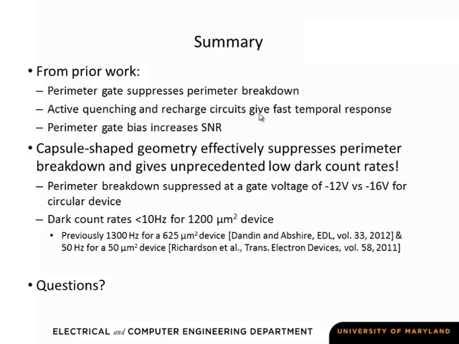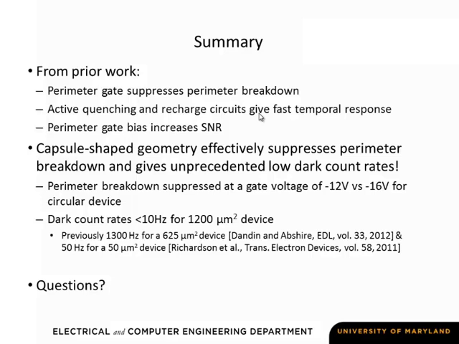What we're showing now is that this capsule-shaped geometry that we just started working with effectively suppresses the perimeter breakdown, and at the same time gives unprecedented low dark count rates that we haven't seen elsewhere in the literature. The perimeter breakdown is suppressed at a much lower voltage than in the comparable circular devices, so we think that's a good indication that we're achieving volumetric breakdown, and that it's an effective structure for doing that. At the same time, the dark count rates are less than 10 hertz, which we haven't seen reported elsewhere.